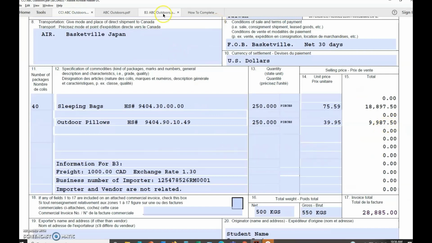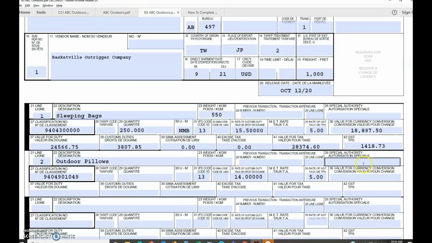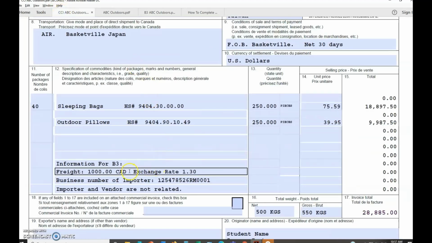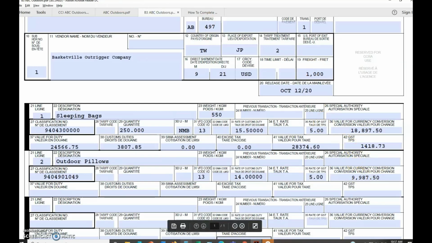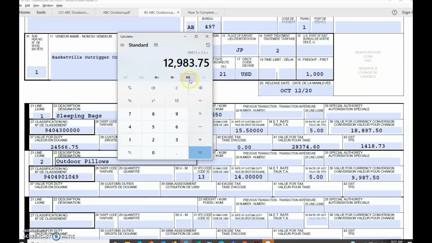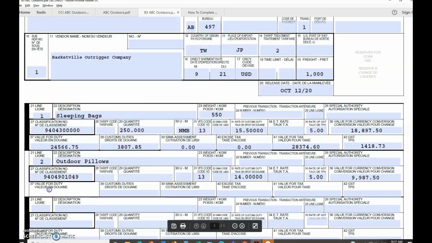And that is $9,987.50. The value for duty is the value for currency conversion times the exchange rate. So I told you the exchange rate is 1.3. So we take $9,987.50 times 1.3, and we get $12,983.75. All right. So now we need to do the customs duties.